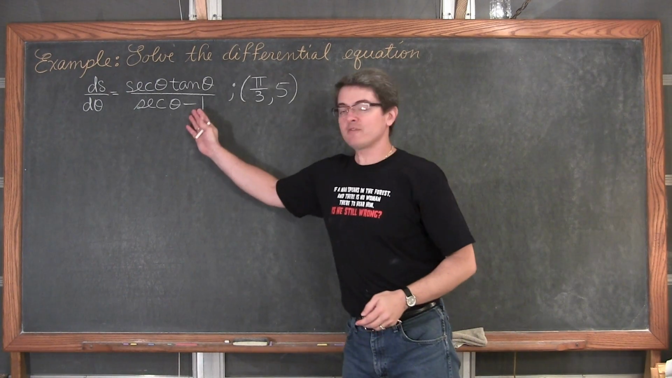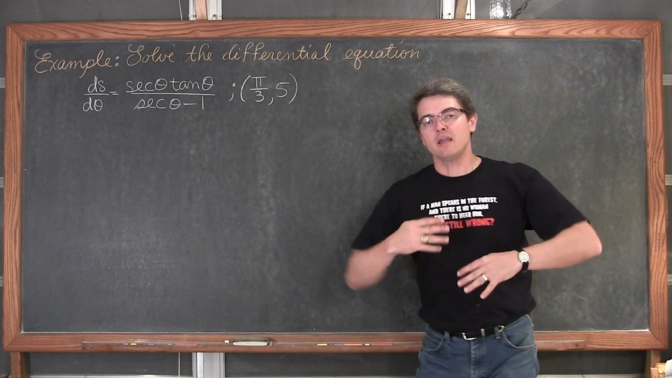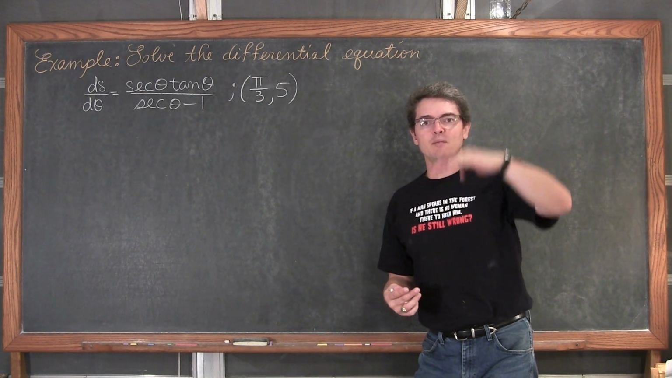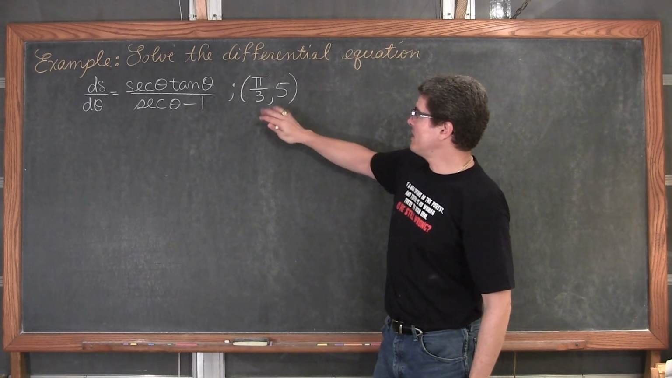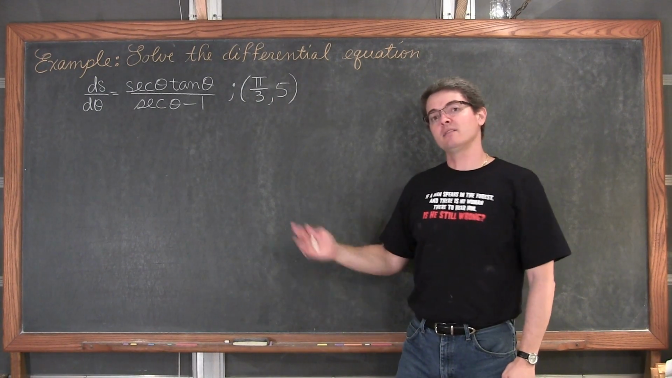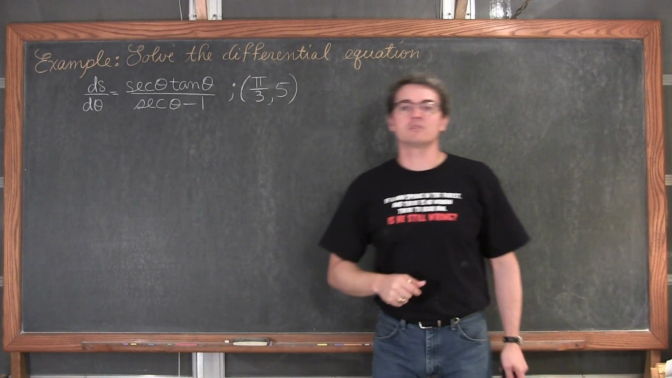So let's find that indefinite integral. The plus c, again, says we have that family of functions, but we want to find which member of that family actually goes through this point and thus solves the differential equation.